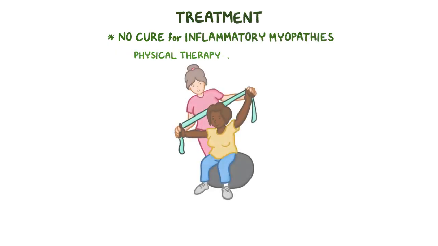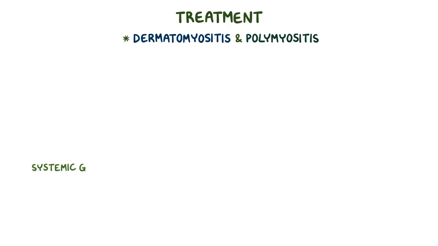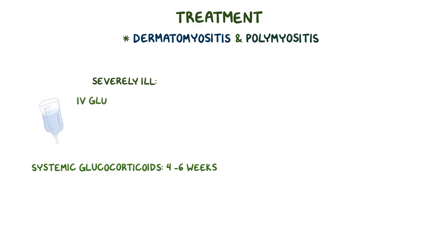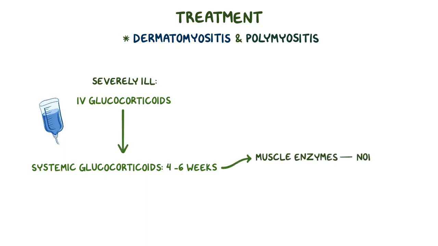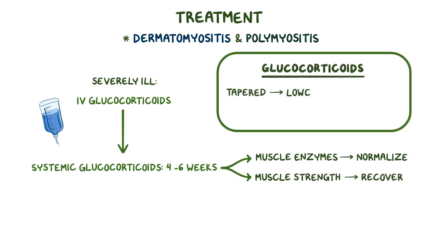There is no cure for inflammatory myopathies, but treatment includes physical therapy and rehabilitation to help prevent muscle atrophy and regain muscle strength and range of motion. For both dermatomyositis and polymyositis, initial treatment includes systemic glucocorticoids for 4 to 6 weeks. Severely ill individuals might get intravenous glucocorticoid therapy, followed by systemic glucocorticoids for 4 to 6 weeks. During that time, muscle enzymes start to normalize and muscle strength begins to recover. Glucocorticoids should be tapered to the lowest effective dose and continued over a total of 9 to 12 months.